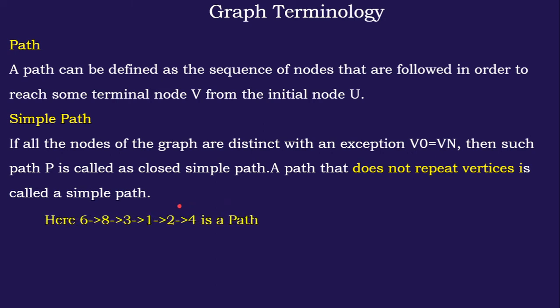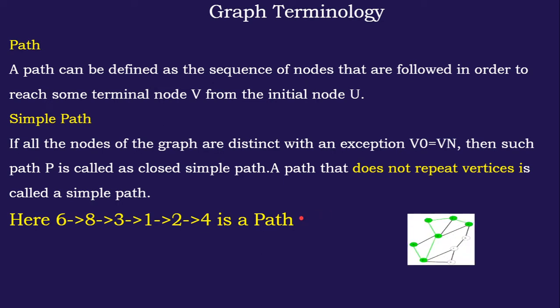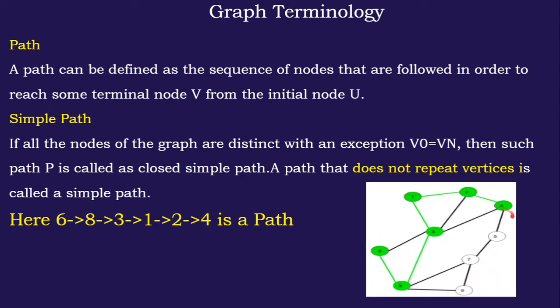Okay. Let us see with the diagram what the definition is or how the path looks. So this is one of the graphs. There are vertices and some vertices are colored, and these colored vertices have the edges in between them. Let us see. A path is given from 6, 8, 3, 1, 2 and 4. So here the path starts from vertex 6, it goes to 8 and then goes to 3 and then goes to 1 and then to 2 and then to 4. They are given by the green color.